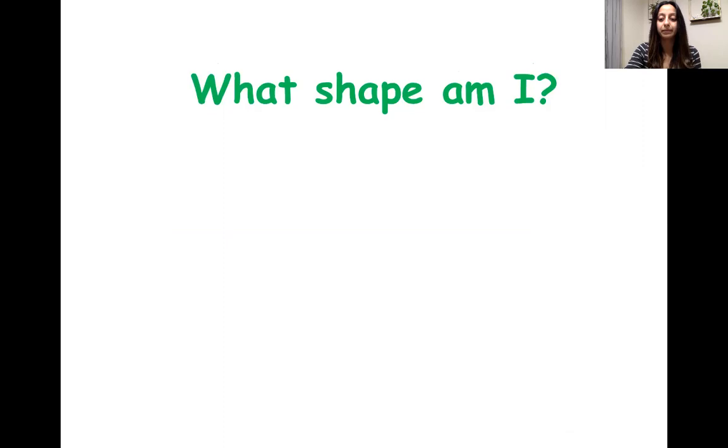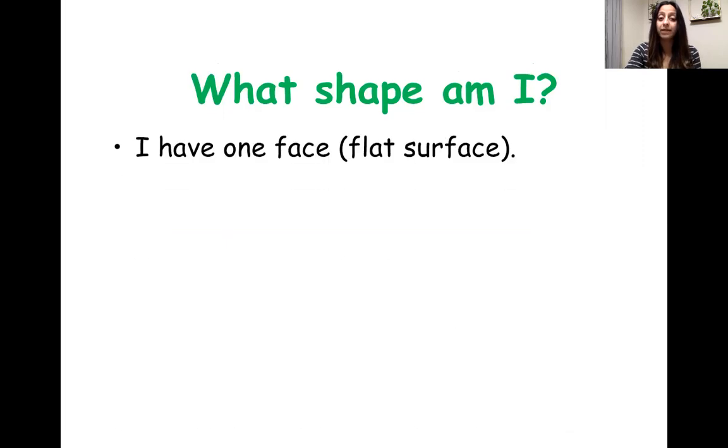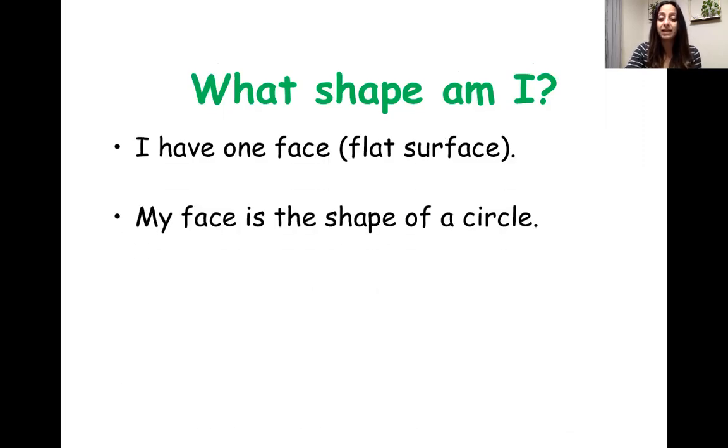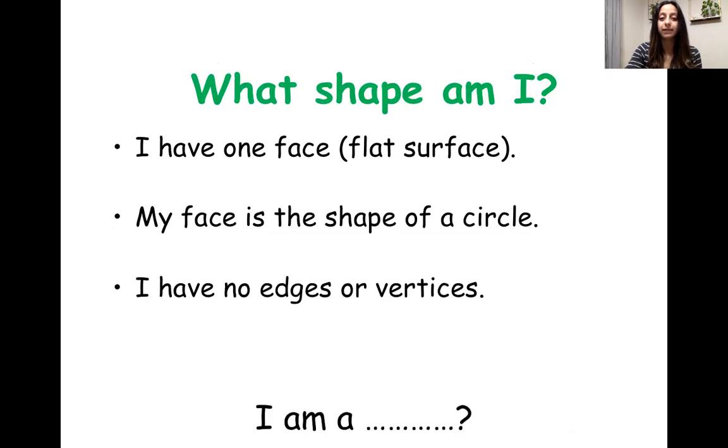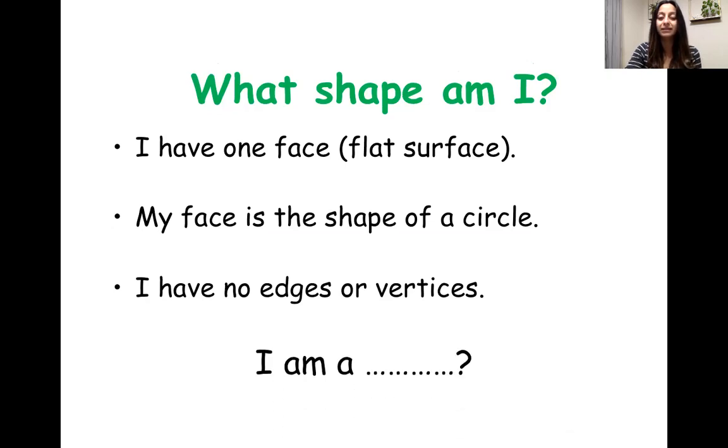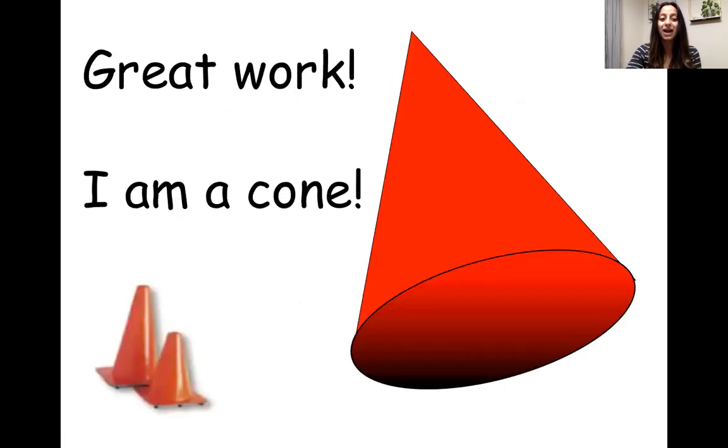What shape am I? I have one face. My face is the shape of a circle. I have no edges or vertices. I am a, see if you can shout out what shape this is. It has one face that's a circle, no edges or vertices. Great work. I am a cone. A cone has one circle face on the bottom and no edges or vertices. This construction cone is an example of a cone.